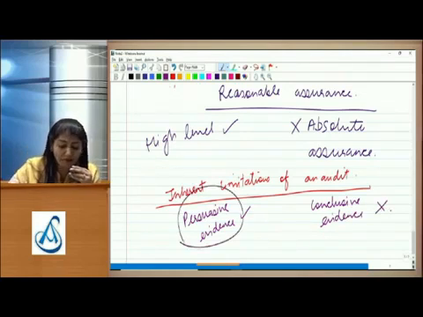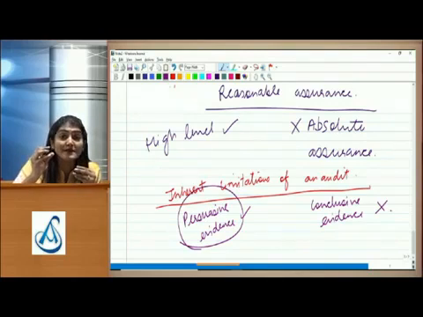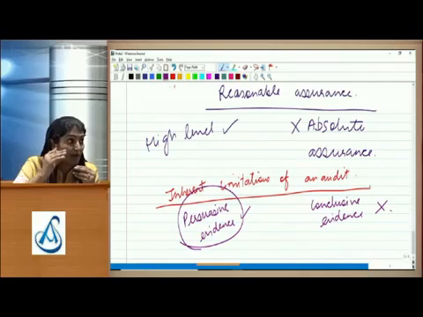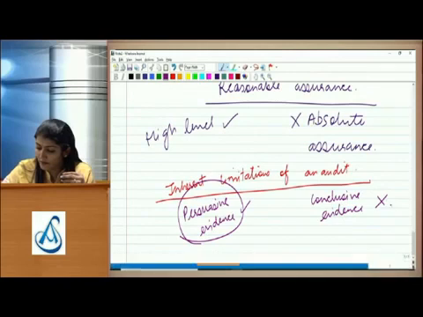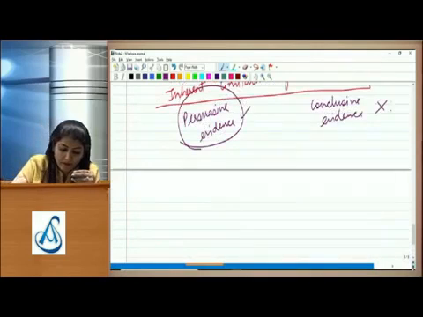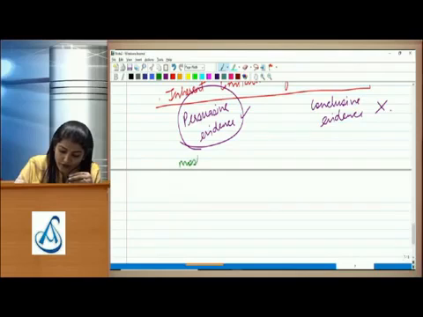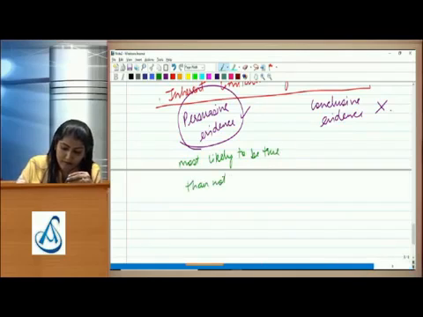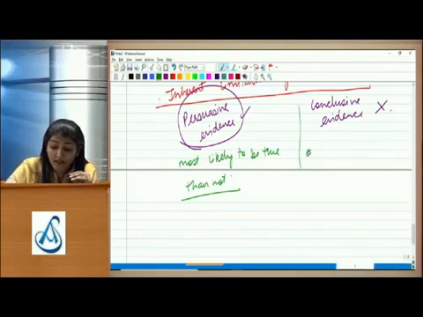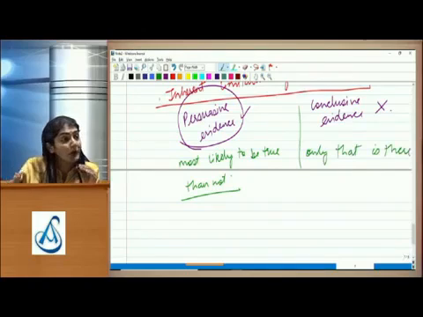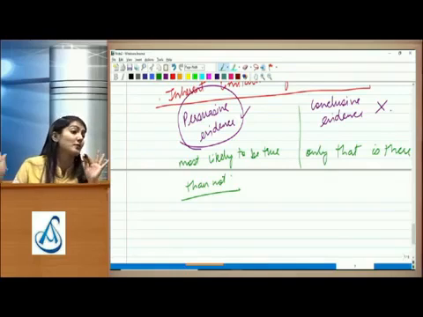What is persuasive? How do you define persuasive? Convincing, most likely to be true than not. Prima facie, it looks to be okay. And conclusive evidence, how has it been defined? Only that is true, and any other possibility is ruled out.